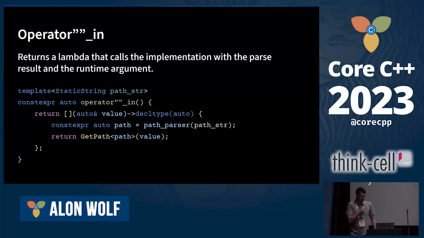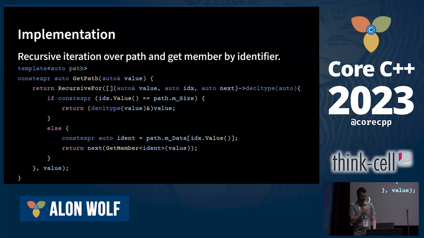The in literal operator takes the input string as a static string and returns a lambda. The lambda first parses the string at compile time and calls the getPath function with the result of the parsing and the input argument. The getPath function is what does the heavy lifting. It recursively iterates over the path. If we reach the end of the path, we return the current value. Otherwise, we get the current identifier, and then we use the identifier to get the data member of the current value and pass this data member to the next iteration.